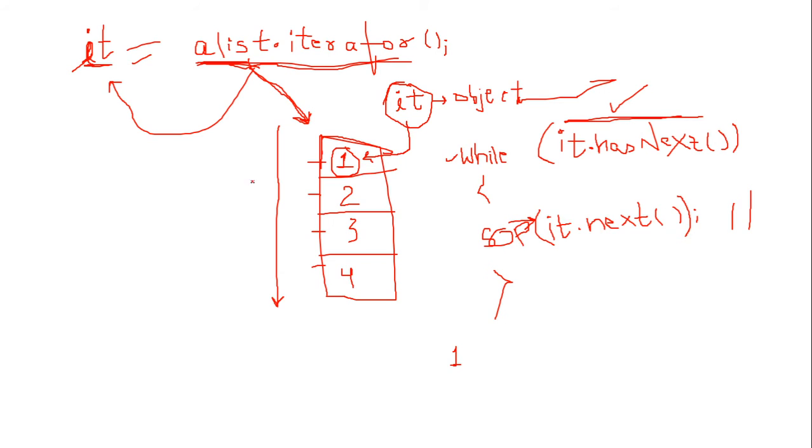Again, let me tell you. See, this is your array list. Suppose this is my array list. So this is 1, 2. Suppose you have 3 elements. And this is my iterator object. Suppose it is my object. After I have called the list's iterator method, I will get an iterator object like this.